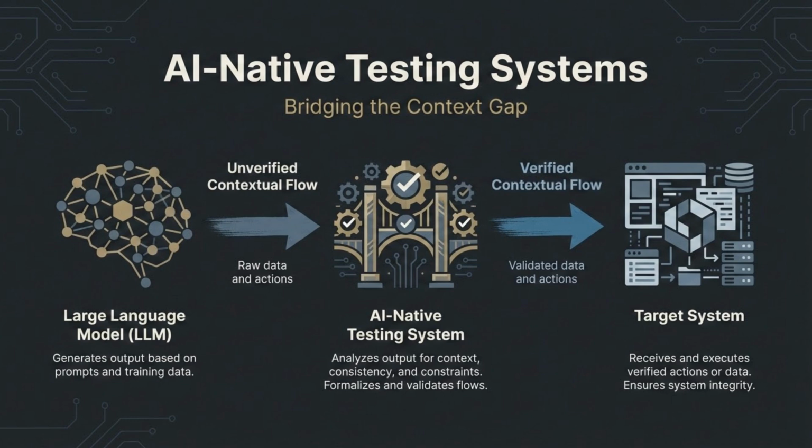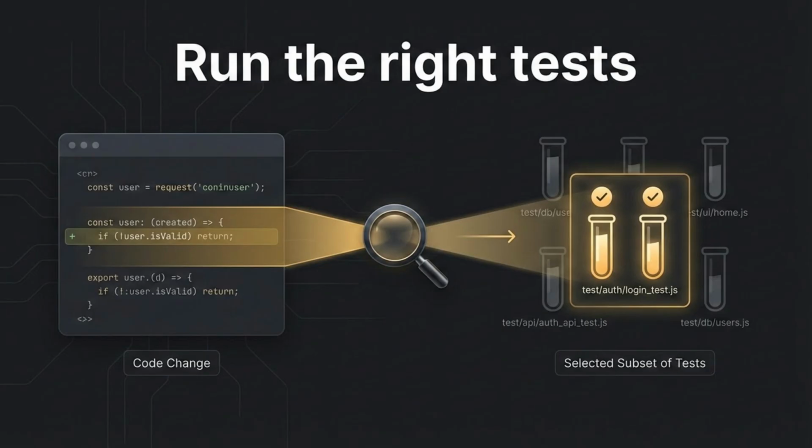The large language model generates an unverified contextual flow, which the AI native testing system analyzes, validates, and transforms into a verified contextual flow for the target system. The goal is to run the right tests. The system should analyze a code change and intelligently select a subset of tests that are relevant and necessary for validation, rather than running everything.